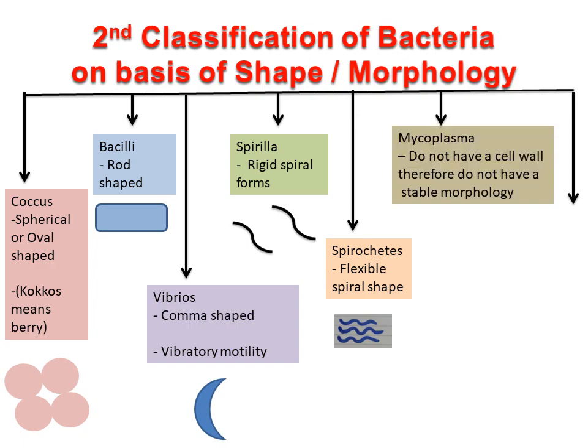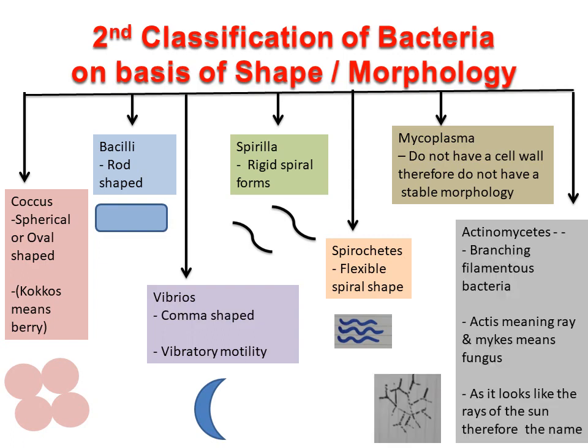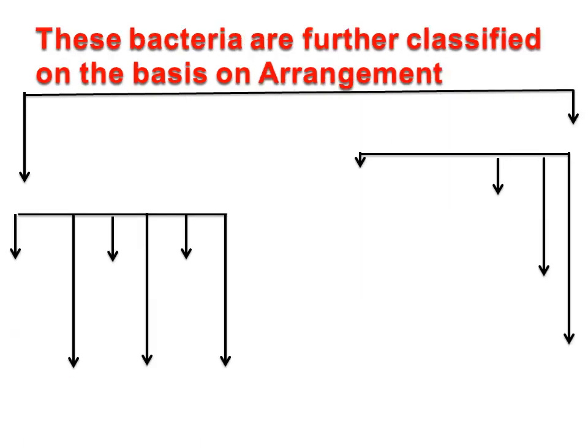Mycoplasma do not have a cell wall, therefore do not have a stable morphology. Actinomycetes are branching filamentous bacteria. Actis means rays and mycus means fungus. As actinomycetes look like the rays of the sun, therefore the name actinomycetes. These bacteria are further classified on the basis of arrangement.